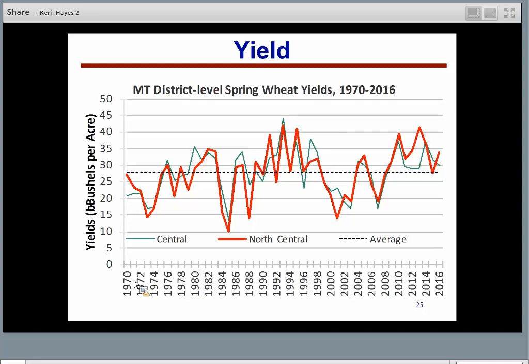And as you can see, the average is around 27 bushels per acre, but there's rarely a year where it is exactly 27 bushels per acre. It's above it, it's below it, it's moving all over the place, right? And these, by the way, are aggregated over a district. If we looked at an individual farm, that variance would be even more, right? So there's a lot of variability in yields.